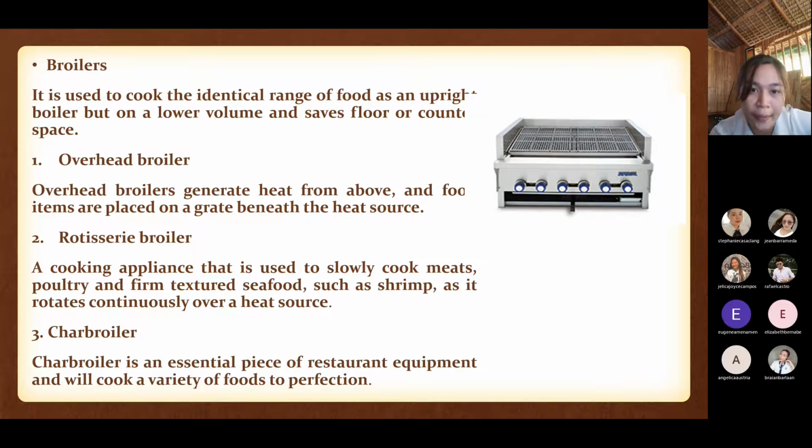Rotisserie broiler: a cooking appliance that is used to slowly cook meats, poultry, and firm-textured seafood such as shrimp as it rotates continuously over a heat surface. The third one is the char broiler. It's an essential piece of restaurant equipment and will cook a variety of foods to perfection.